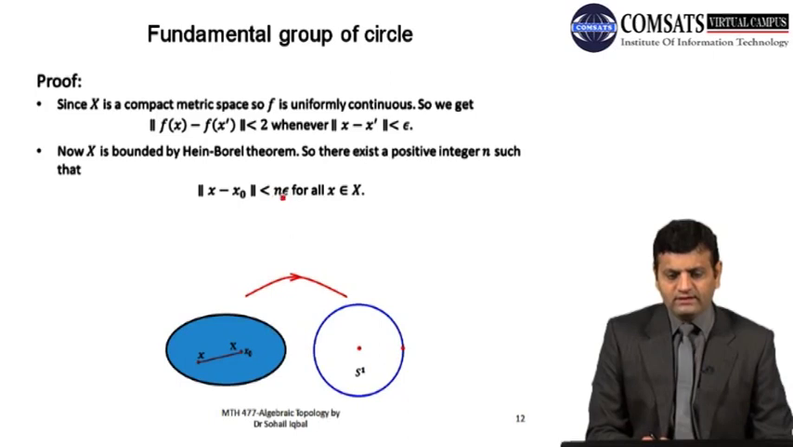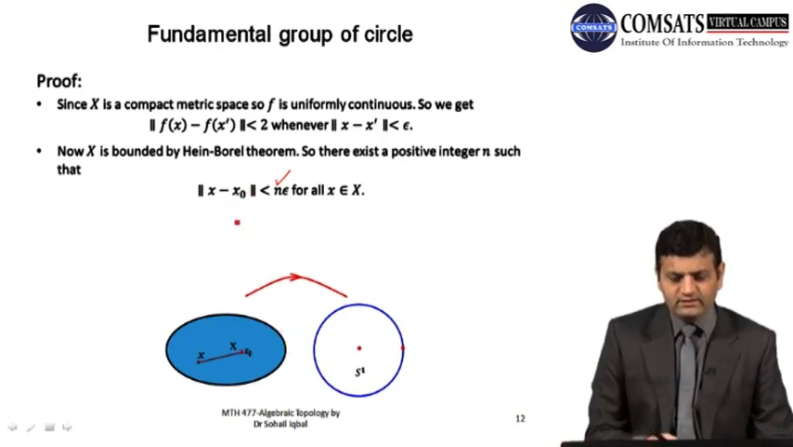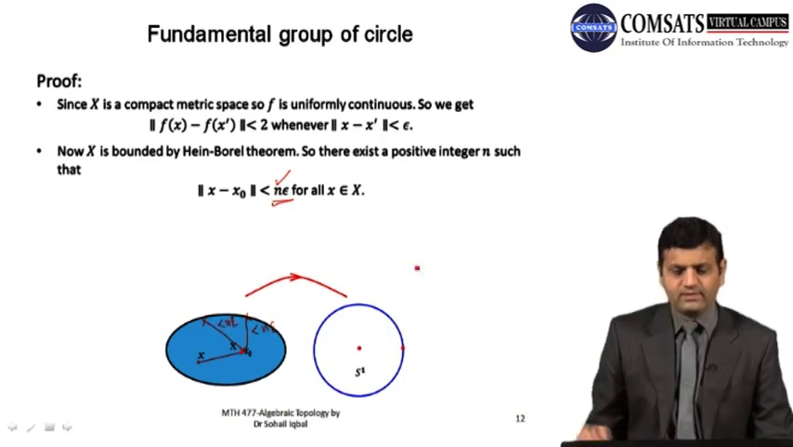So I can find this n such that nε is basically the upper bound. In other words, fix this point x₀, and the distance of any point of the space from this x₀ is going to be less than nε. Take any other point, and this distance is going to be less than nε.